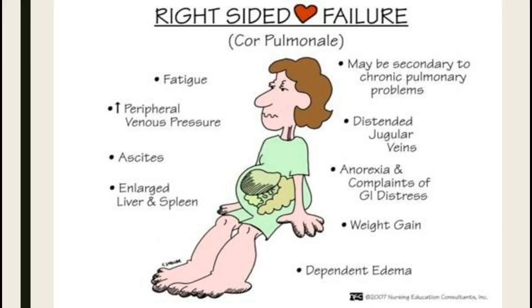This condition could be related or secondary to the chronic pulmonary problems. We've mentioned that several times. Anorexia or complaints of GI distress sometimes develop. We usually see weight gain. We also see dependent edema. Not listed on here are tachypnea, hepatomegaly, or a hepatojugular reflux could occur.